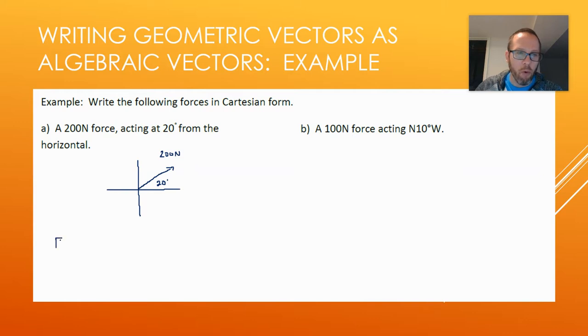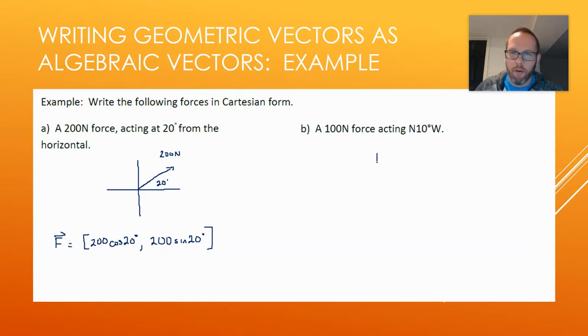So I can write this force as an algebraic vector by doing 200, its magnitude, times the cosine of that angle, and then 200 times the sine of that angle. And I might actually just leave it there. You could get those decimals if you really wanted to, if that was a final answer. But for doing a problem, you might want to leave it that way just to save yourself some work. But yeah, it's that easy.